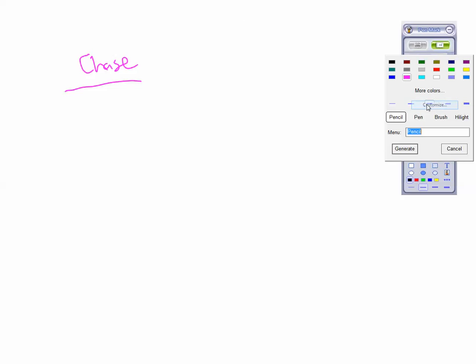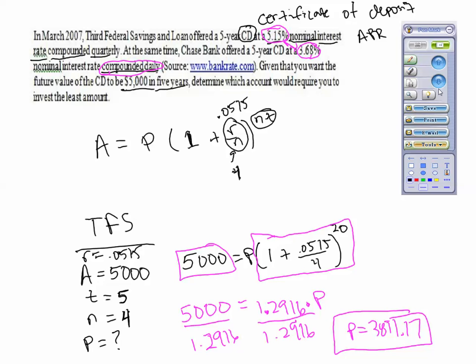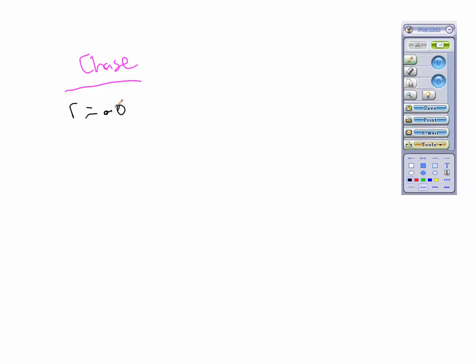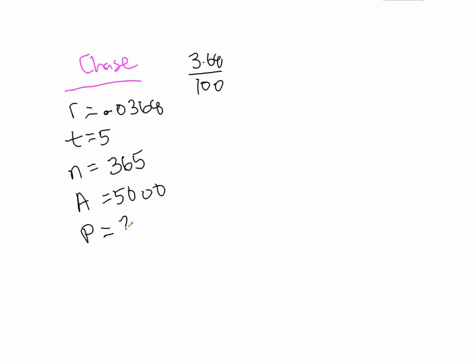So for Chase, I'm going to do this back in the black color. This interest rate is 3.68%, so 0.0368, still for 5 years, and this is compounded daily, so we assume there's roughly 365 days in a year, and we still want to accumulate $5,000, but we want to figure out what we should invest today.